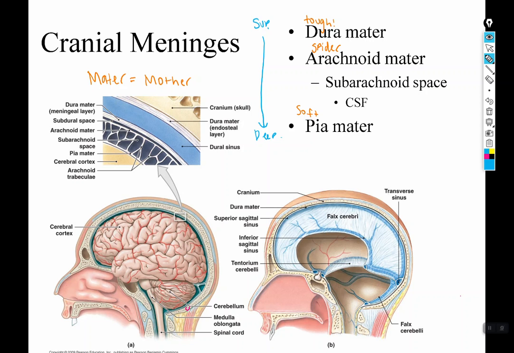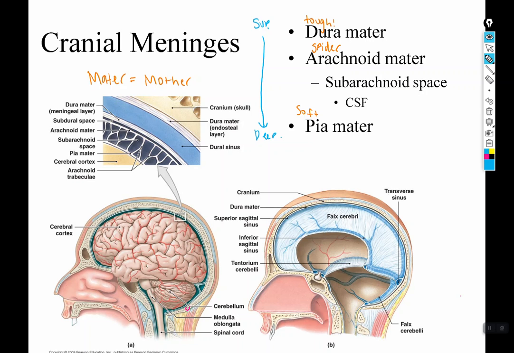The arachnoid mater is just below that, and it is a thinner connective tissue layer which encloses the subarachnoid space where cerebrospinal fluid circulates. And there are little web-like arachnoid trabeculae which connect the arachnoid mater to the pia mater down below. These trabeculae have a spider web-like appearance, which gives the arachnoid mater its name. And then the pia mater hugs the surface of the cerebrum and the neural tissue itself.